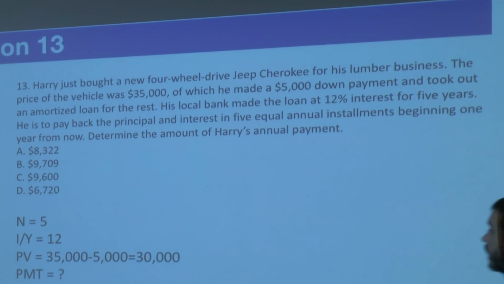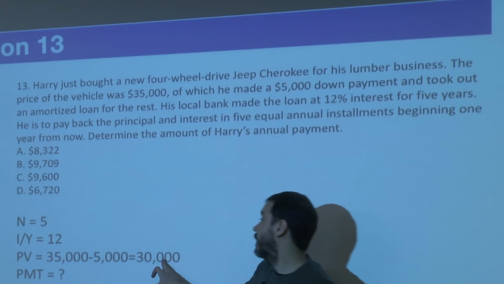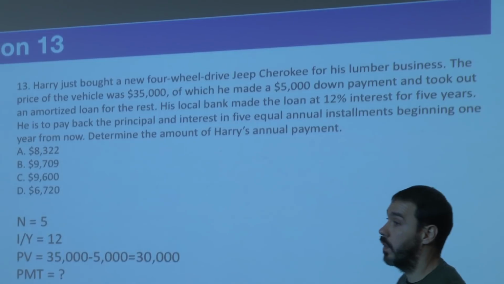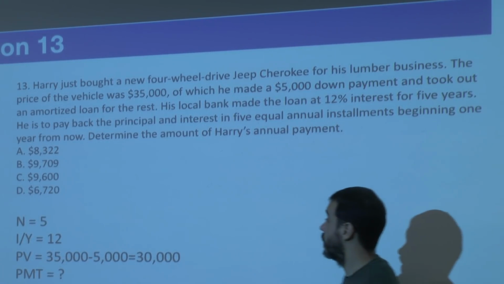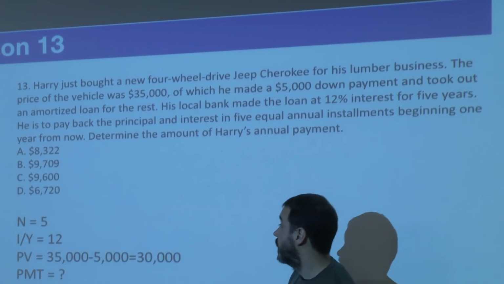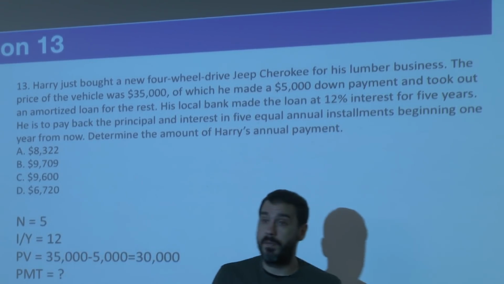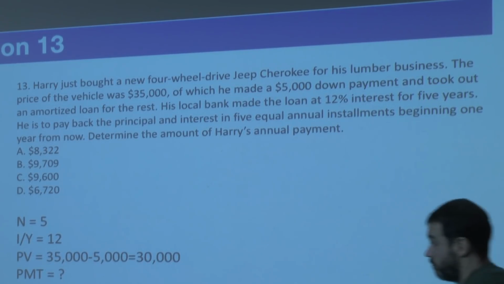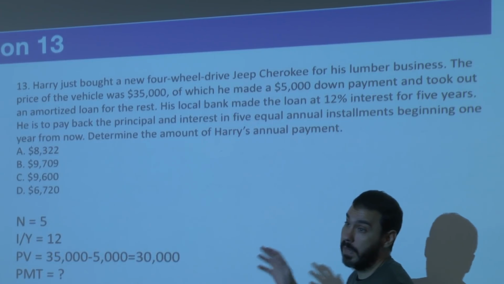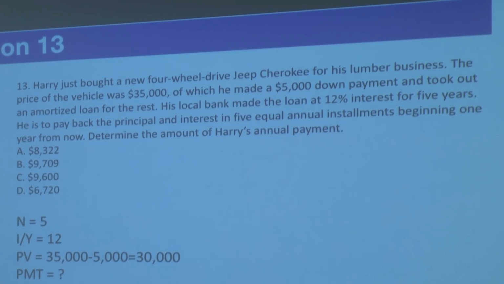That's really straightforward. Present value is $30,000 because it's what's left to pay back after the $5,000 down payment. 5 years, 12% interest rate. Future value is 0. Future value is 0 because after the 5 years I need to have paid back completely the amount. I want to know the payment. So solve for PMT, and I get 8,322, which is 8.